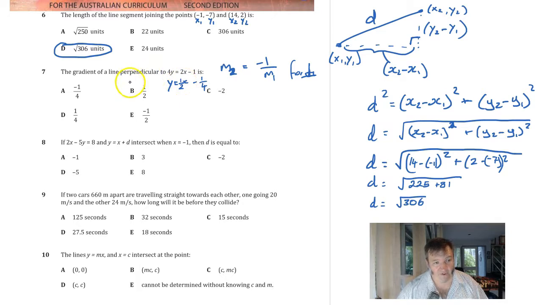So therefore the gradient of the line perpendicular, I take this gradient of a half, I turn it upside down, and I put a negative in front of it. So it's going to be negative 2. So the negative reciprocal. If I start with a half, turn it upside down, put a negative in front of it, it becomes negative 2. That would be the perpendicular line.